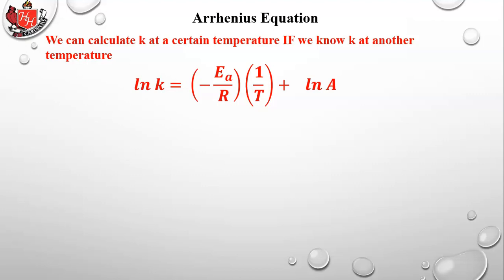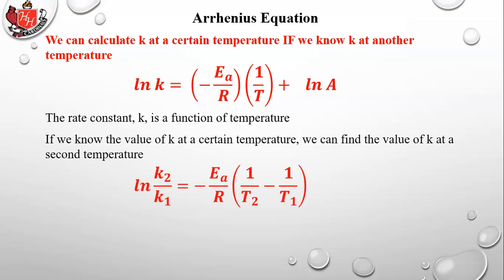Okay, so we can calculate K at a certain temperature if we know K at another temperature. And this produces this rather scary looking equation right there. So if we know the value of K at a certain temperature, let's say K1, at T1, temperature 1, we can find the value of K at a second temperature, T2. So we know K1 and T1, that relationship. We want to know what K is going to be at temperature 2. So the unknown here is going to be K2.